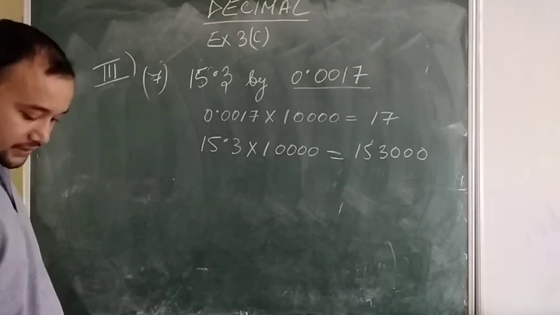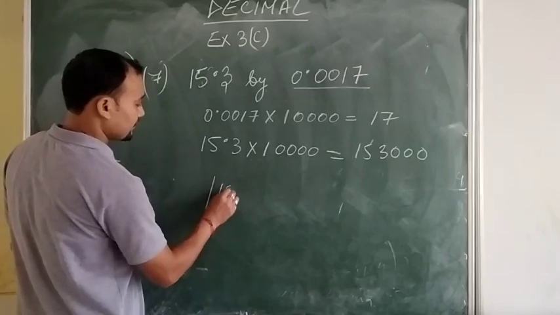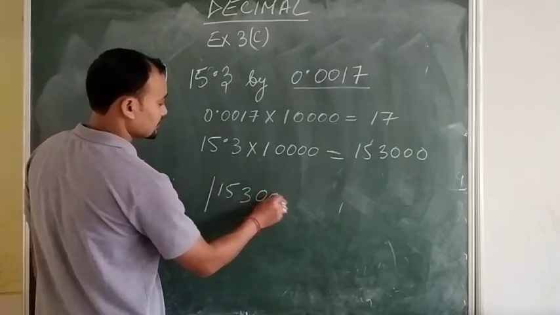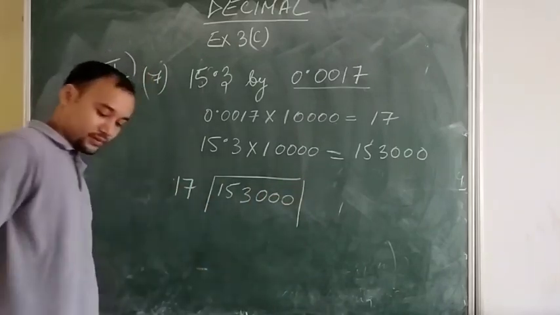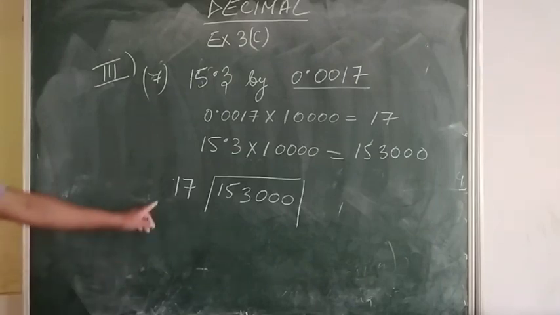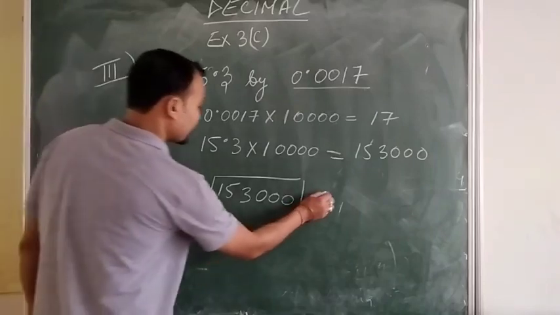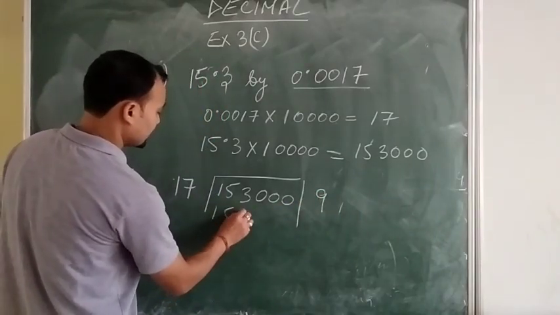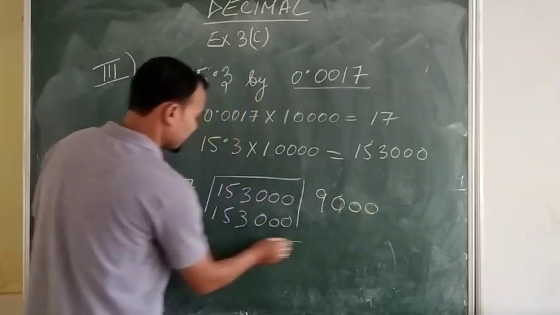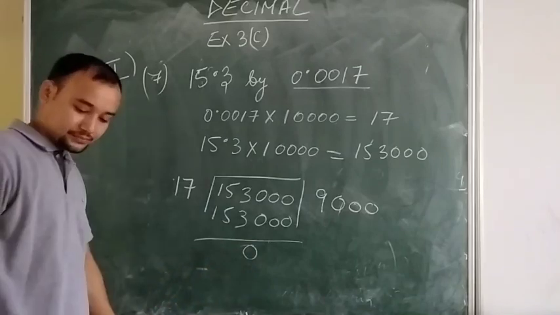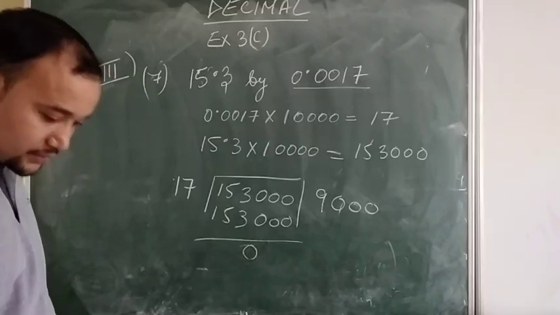Now we need to divide 153000 by 17. 17 times 9 is 153. We can directly put 9, 1, 5, 3, and then 0, 0, 0, so here also 0, 0, 0. The answer is 9,000. We are done with question number 3.